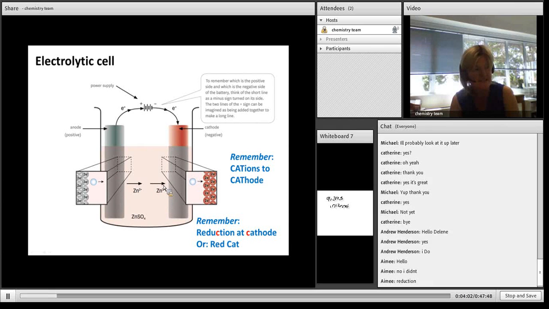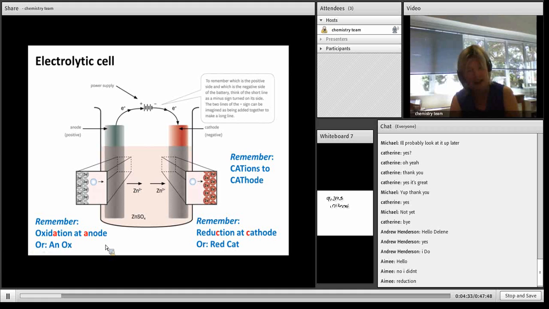The zinc is coming along here, picking up electrons, and is plating as a gray onto our copper rod. Sorry, I did say the copper being deposited on there, but it's actually the zinc being deposited. So what's different is we have an electrical supply, but what's the same as the previous one is the cations go to the cathode, and the reduction happens at the cathode.